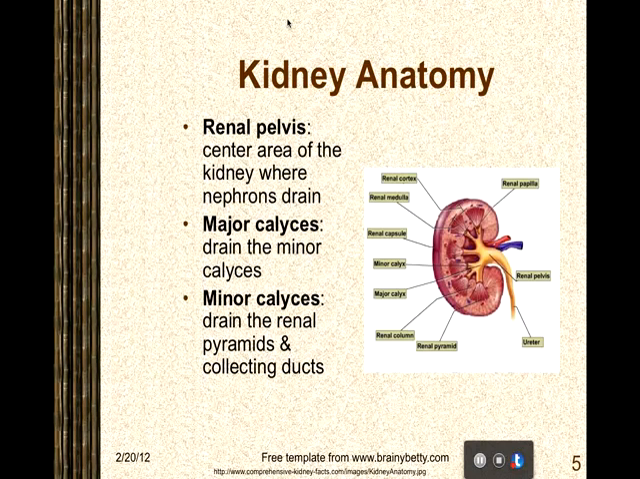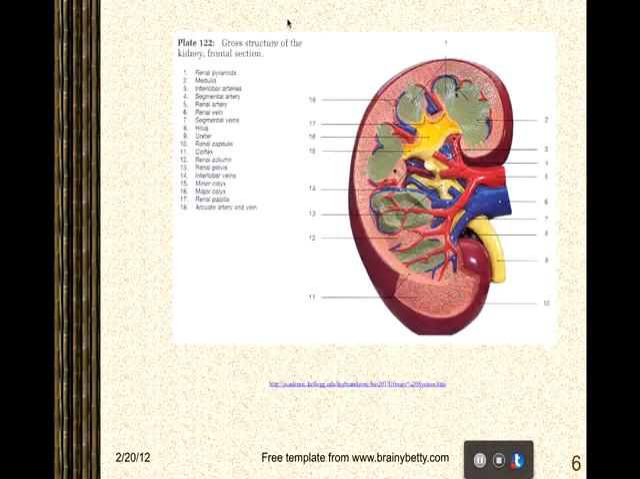This illustration shows most of the major structures within the kidney. This is an additional picture of a model of a kidney showing each of these structures.